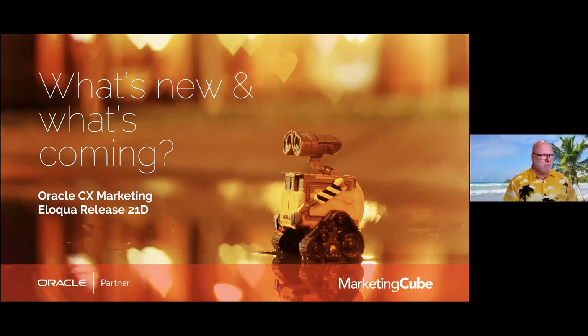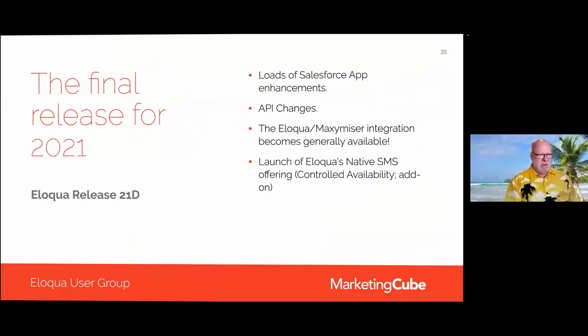We'll just move on to the next step, which is what's new and what's coming. With Oracle CX Marketing, Eloqua released 21D. Most of us will be on this by now. There are a few pods that fall into December, but certainly pod 1 and pod 7. Most of our Australian and New Zealand clients are sitting on probably pod 1 or pod 7, so you'll be up to date.